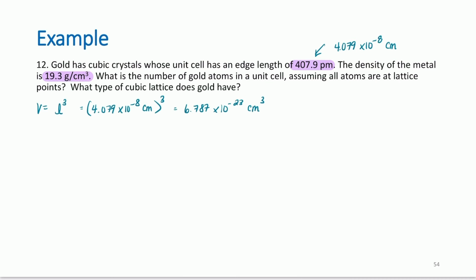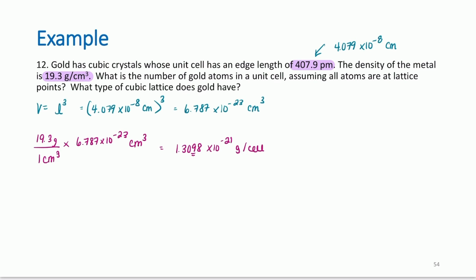Now I'm going to take my density, 19.3 grams per 1 centimeter cubed. That looks better. And multiply it by my volume to get the mass of my cell, 6.787 times 10 to the minus 23rd centimeters cubed. It gives me 1.3098. The 9 is where my sig figs are. I just don't want to round yet. Times 10 to the minus 21st grams per cell.